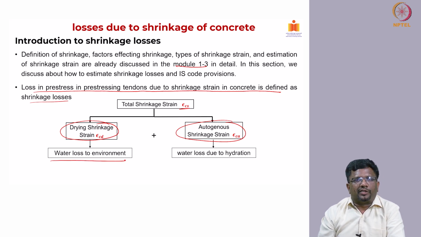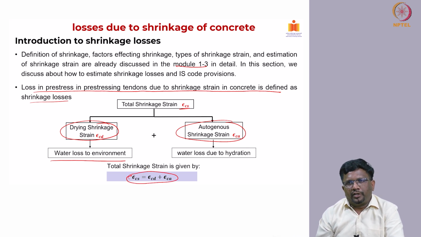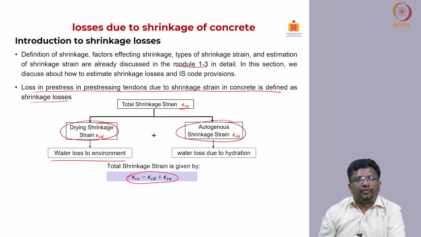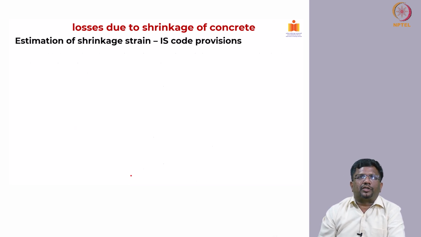Now, what is drying shrinkage? Again, we have discussed this in the previous module. It is the water loss due to the environment, and autogenous shrinkage happens from water loss because of the hydration process that happens in concrete. In a simplified way, the total shrinkage strain is the addition of the shrinkage strain from drying shrinkage and autogenous shrinkage strain. So, epsilon CD plus epsilon CA gives me the total shrinkage strain.